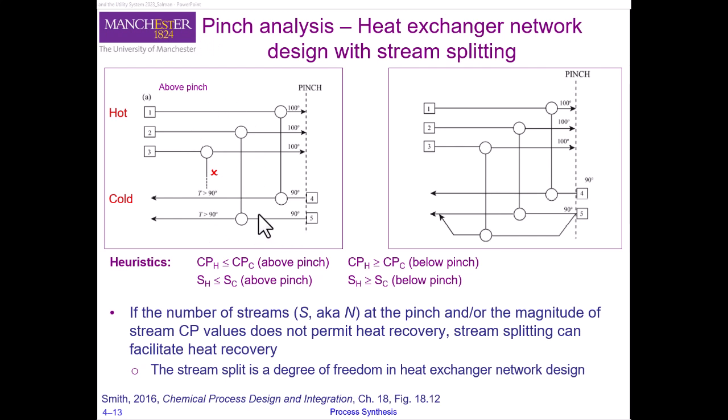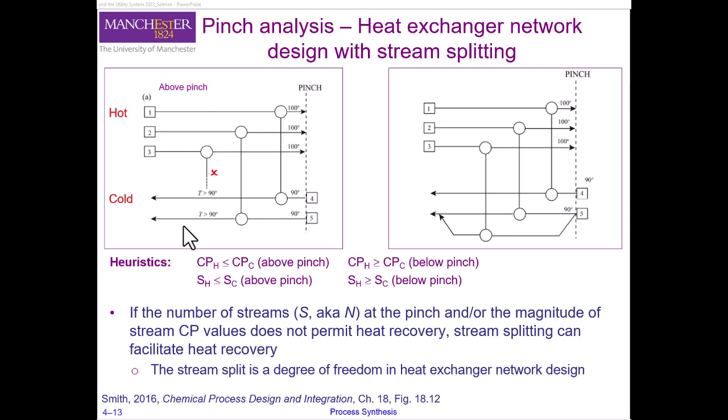For example, here you can see that above the pinch we need to satisfy the heuristics of CP. So let's say the CP rules are okay, but the number of streams rule is not satisfied here. Above the pinch, the number of hot streams should be less than or equal to the number of cold streams. And here you can clearly see that there are 3 hot streams while 2 cold streams, so we cannot have a feasible match between these hot streams and cold streams.